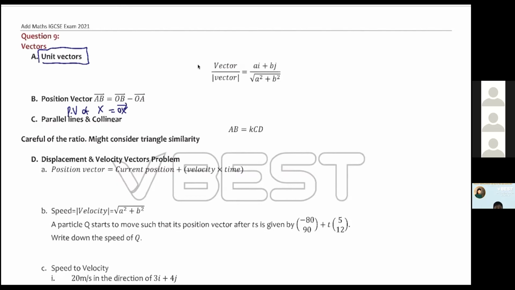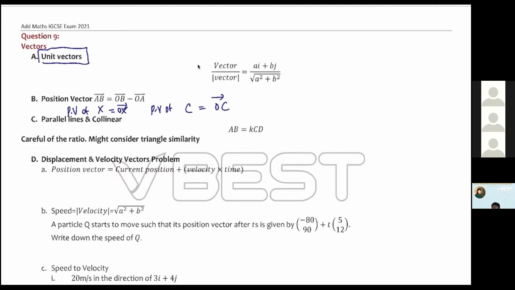From O to X. Okay, this AB is from A to B. So if people ask you just for X only, it means OX. If they ask you for the position vector of C, it will be OC.